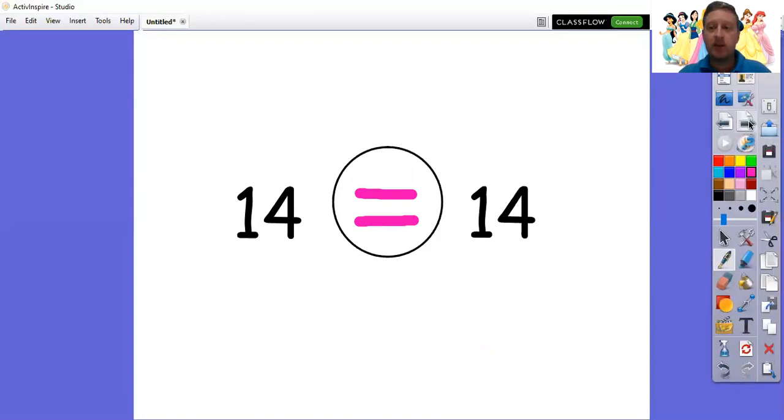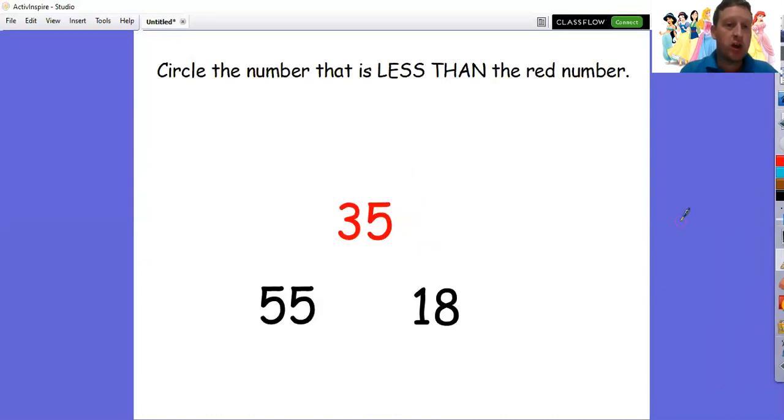Now, for the next ones, guys, let's take a look at some other kinds of questions you might get asked, okay? Our question here says, circle the number that is less than the red number. So our red number is 35. And we need to choose which number, 55 or 18, is less than our red number. So it is the smaller number than this one here, okay? Is 55 less than 35? Is 18 less than 35? Yes. So we know we can circle the number 18.